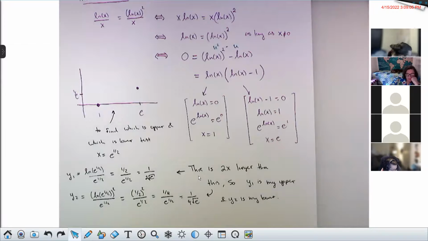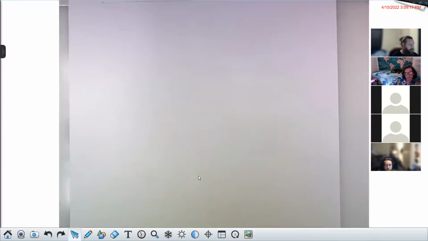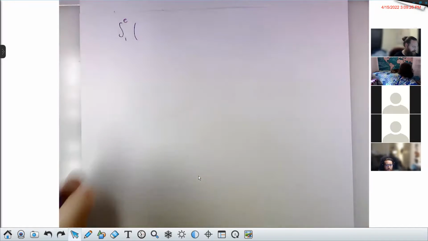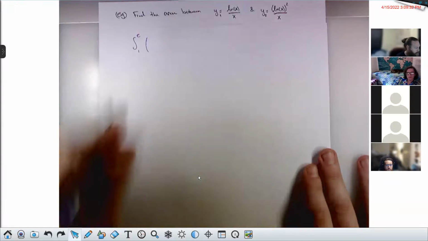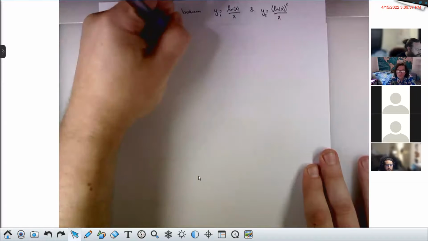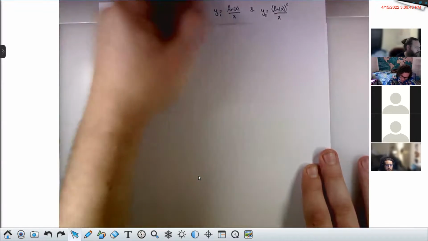So now we're ready to set up the integral. y1 is the upper, y2 is the lower. My intersection points are 1 and e. So I'll be integrating from 1 to e, y1 minus y2. That's the natural log of x over x minus the natural log of x squared over x.